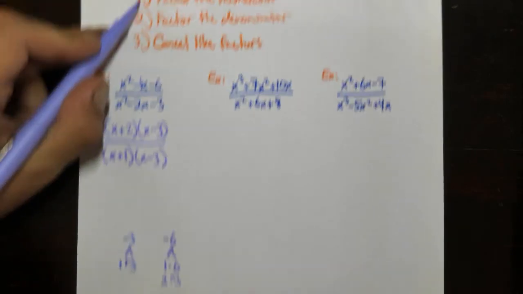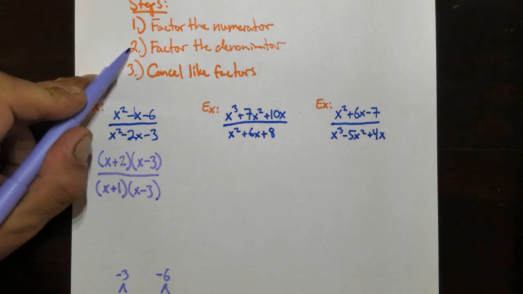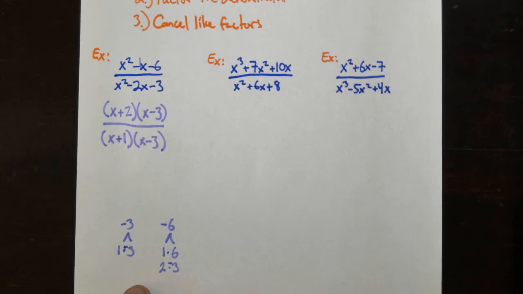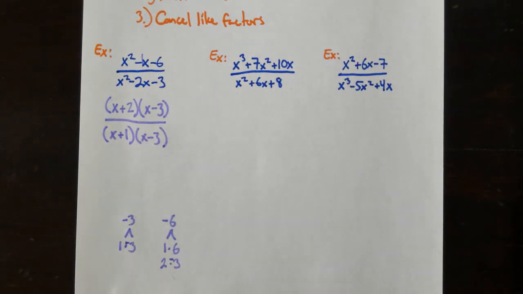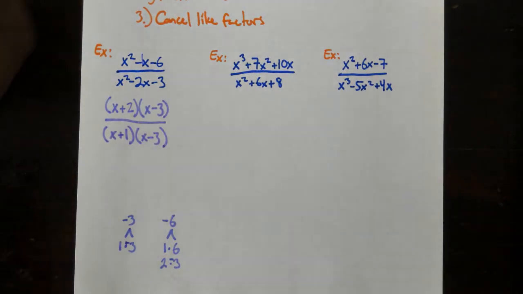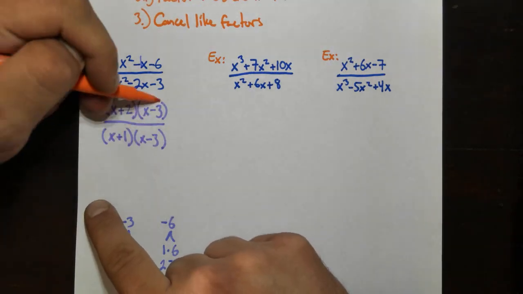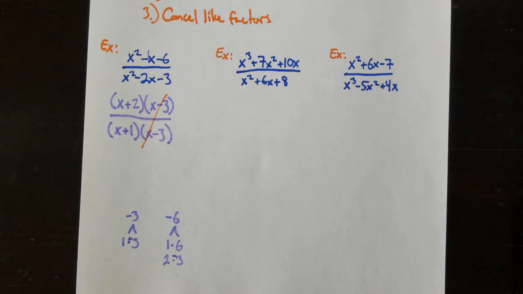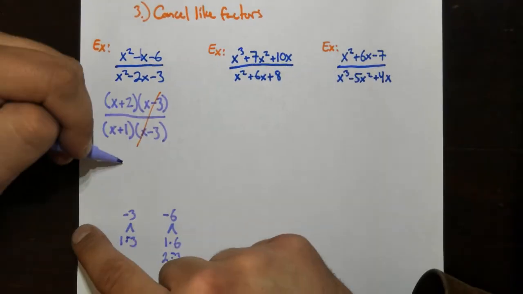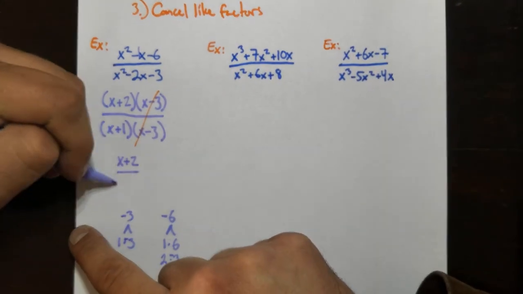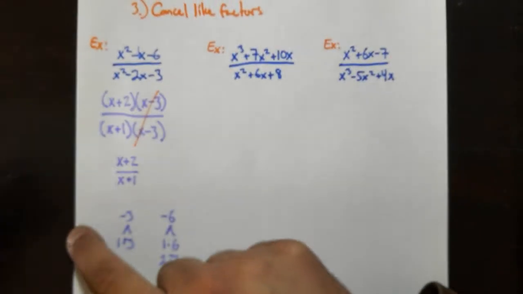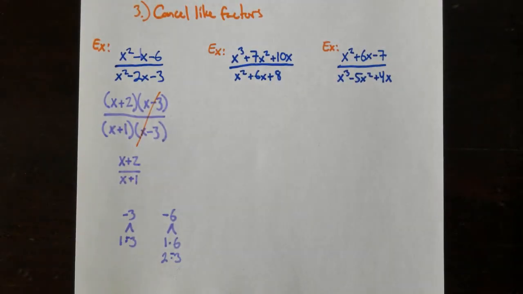And we just factored the top, and we just factored the bottom. So now we need to cancel like factors. And in all of these, we will have like factors to cancel. And if you notice, I have an x minus 3 on top and an x minus 3 on bottom. So those cancel. So what we're left with is just x plus 2 over x plus 1. And that's it. We've just simplified this rational expression.